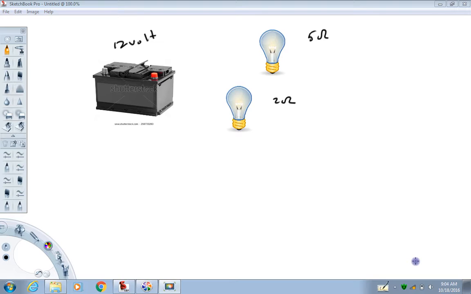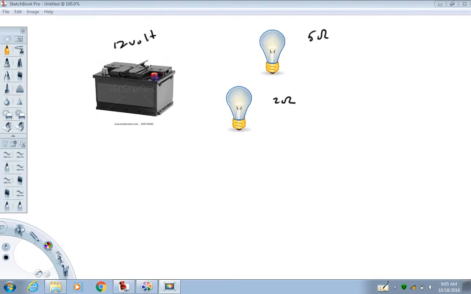The purpose of this video is to provide an example of a relatively simple circuit problem. So what we're going to do is imagine that this 12-volt battery is used to drive current through this pair of light bulbs, which are going to be hooked in parallel. In this example, we're going to assume this is a 5 ohm resistor bulb and this one's a 2 ohm resistor bulb. So first of all, let's talk about what a parallel setup would look like.